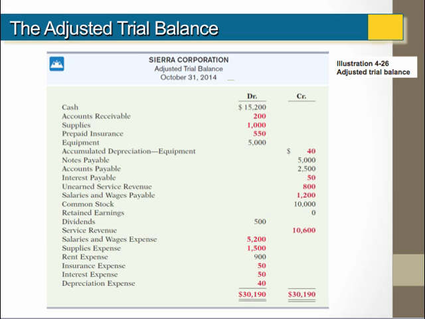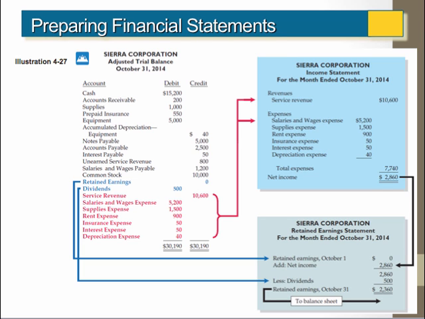We could take the common stock, retained earnings, and dividends and those would be our stockholders' equity. We could take the revenue account of service revenue as our revenues and our salaries and wages expense all the way through depreciation expense to create our income statement. So taking this adjusted trial balance, we could go and create the income statement, the statement of retained earnings, and the balance sheet.